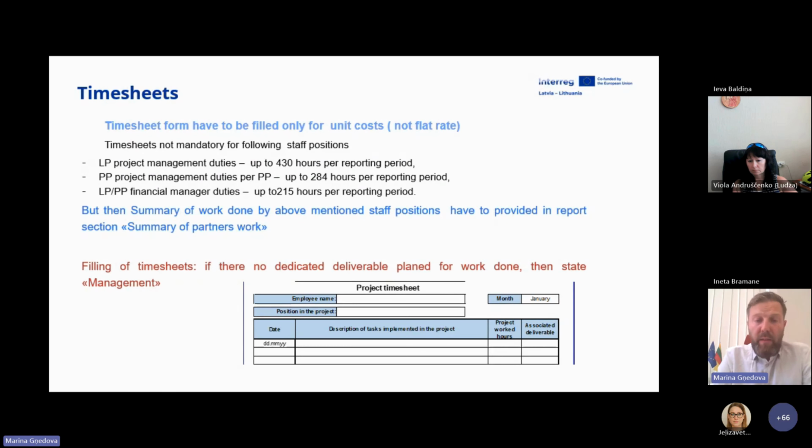But there could be some activities which are not specified as a deliverable, especially in management. Then you can write just one word, management. But this cannot be done for all of it. So especially for content planned activities, you still have to choose to which deliverables these implemented works could be assigned. I think that was it.